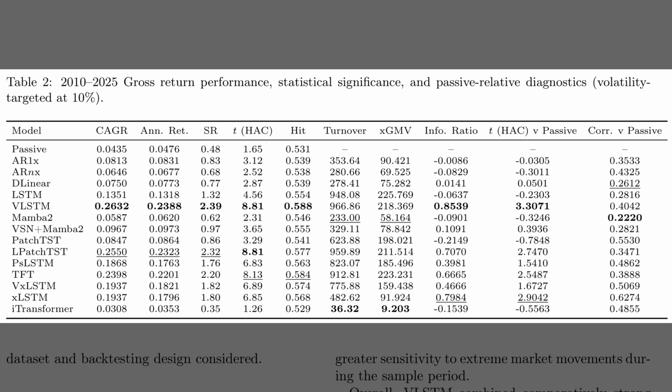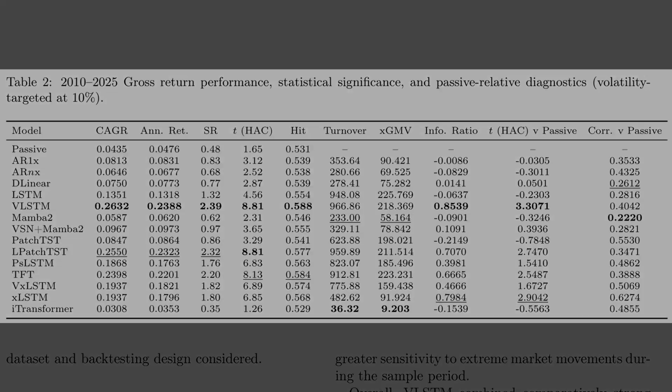We also see an interesting contrast with pure attention models. The iTransformer, for instance, exhibits extremely low turnover, which means it rarely updates its portfolio positions, but this conservative approach results in a weak Sharpe ratio of just 0.35. Ultimately, this data reinforces that the most effective models must balance adaptive responsiveness with controlled trading intensity.